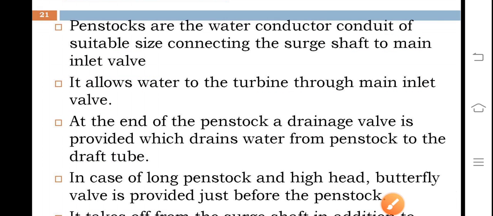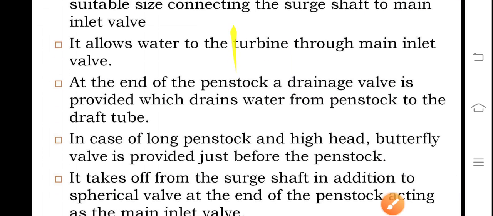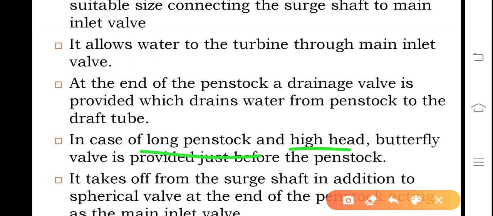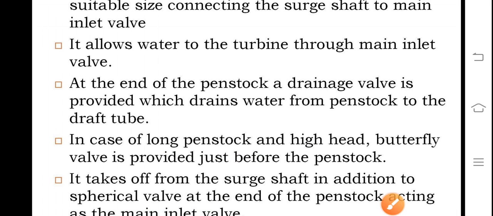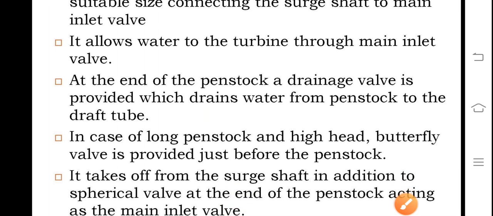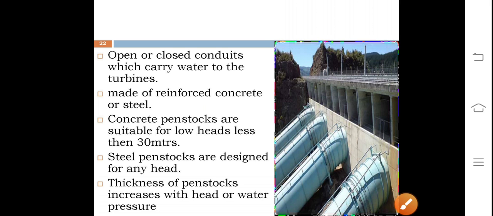You see, of the types of gates we have seen, a butterfly valve is provided just before the penstock. In case of a long penstock and high head, it takes off from the surge shaft, in addition to the spherical valve at the end of the penstock, acting as the main inlet valve. Fine? Okay.